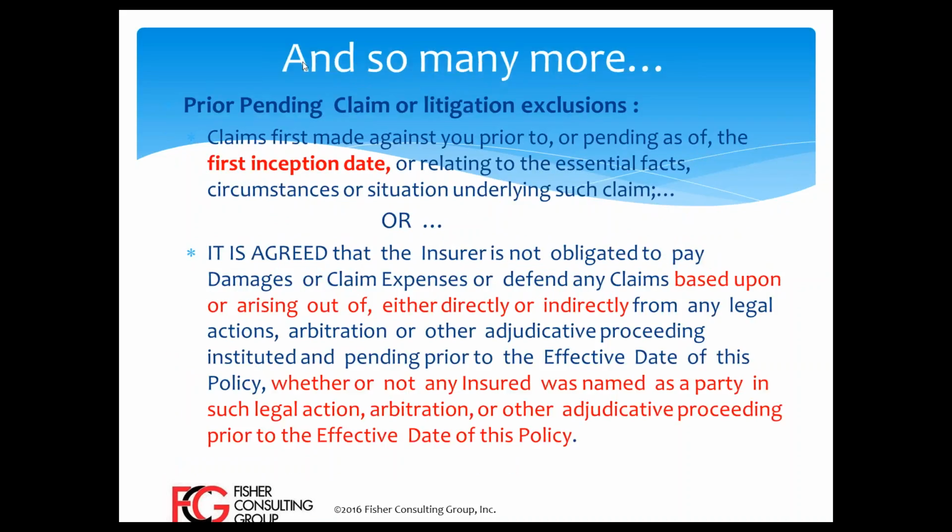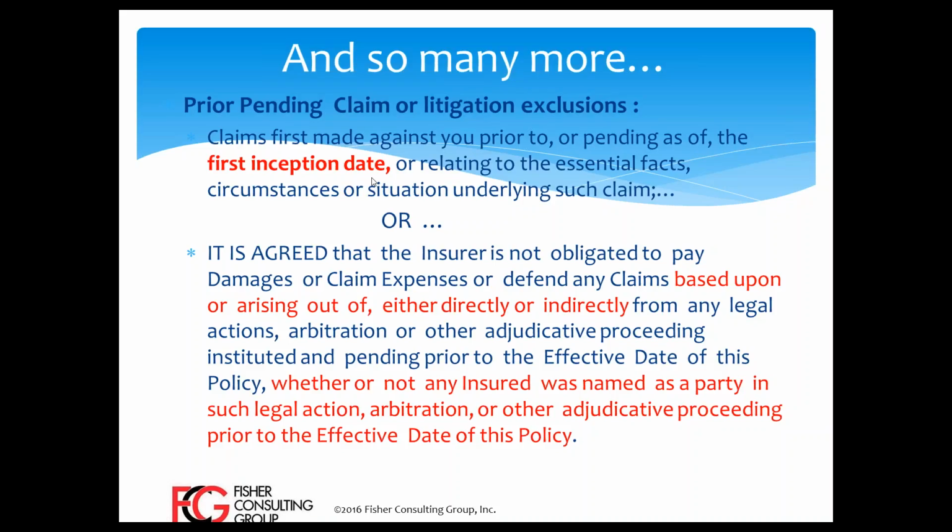More gotchas. Prior and pending claim or litigation exclusions. Claims-made policies have gotten very, very complicated. First, to trigger the policy, the claim must be first made against the insured during the policy term. It must arise out of a wrongful act subsequent to the retro date. The claim must be reported to the company during the policy term. And now some E&O policies in particular are using what are called prior and pending litigation exclusions or continuity date exclusions, etc. One policy refers to the first inception date.